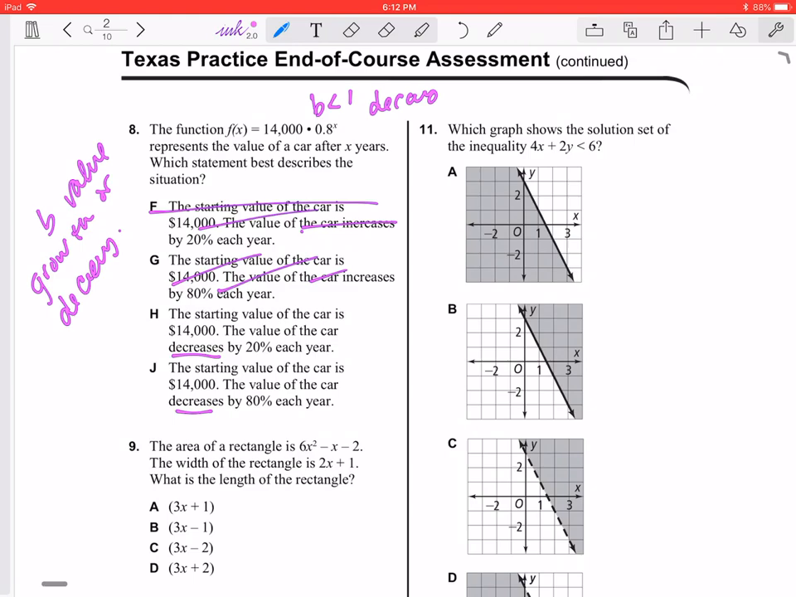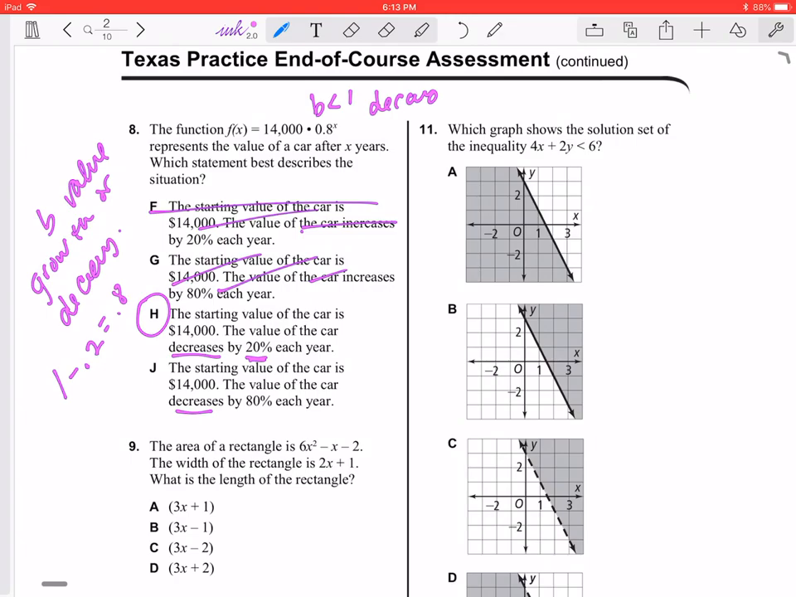So now look, if we were writing the equation in terms of a rate and using the rate. And let's say I tell you that the rate is decaying 20% each year. Okay, so then that would be 1 minus 0.2. 1 minus 0.2 gives us 0.8. So our answer is H.